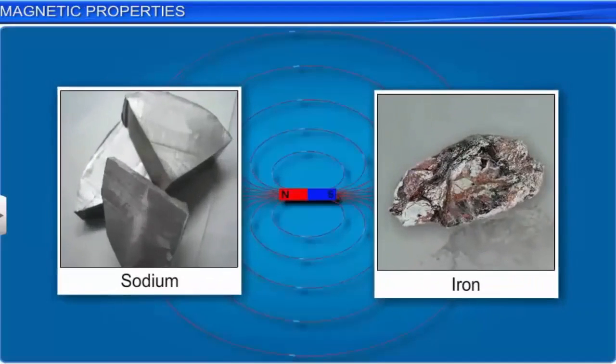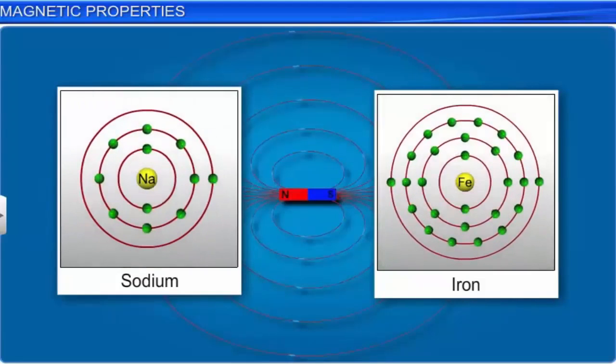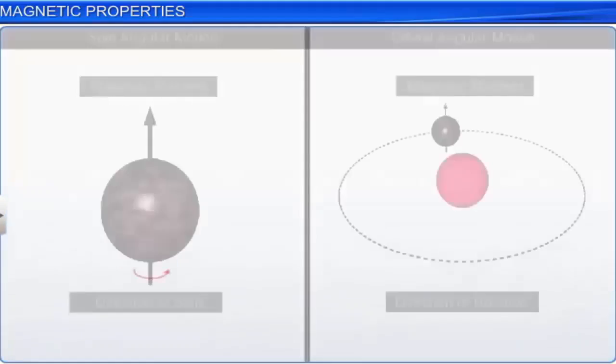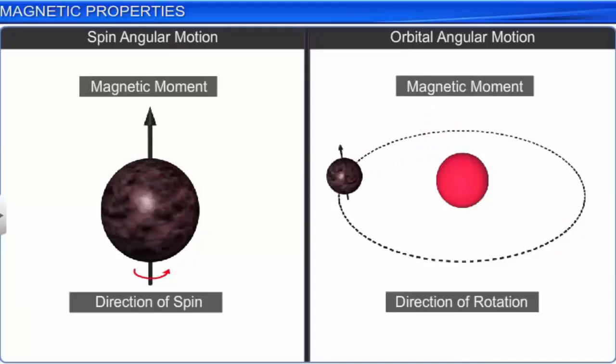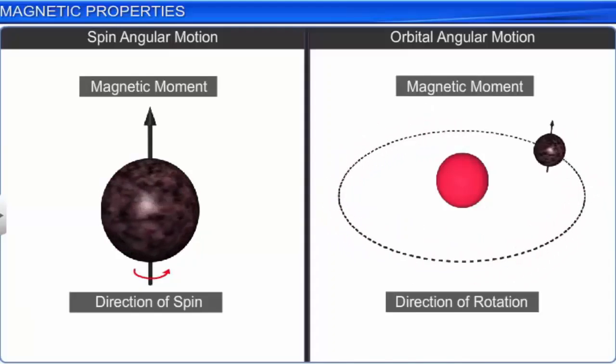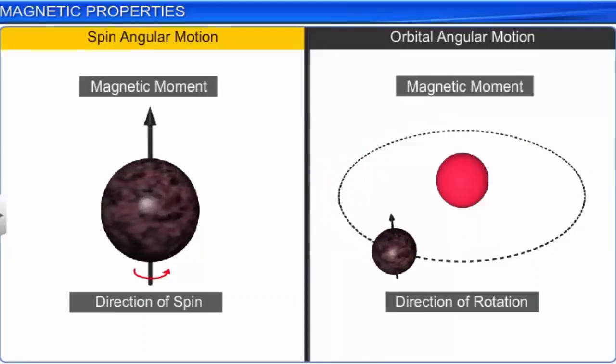Every substance is associated with some magnetic character. The magnetic property of a substance is due to the presence of electrons. Each electron in an atom is regarded as a micromagnet. The magnetic moment of an electron originates from 2 types of motions, known as spin angular motion and orbital angular motion.